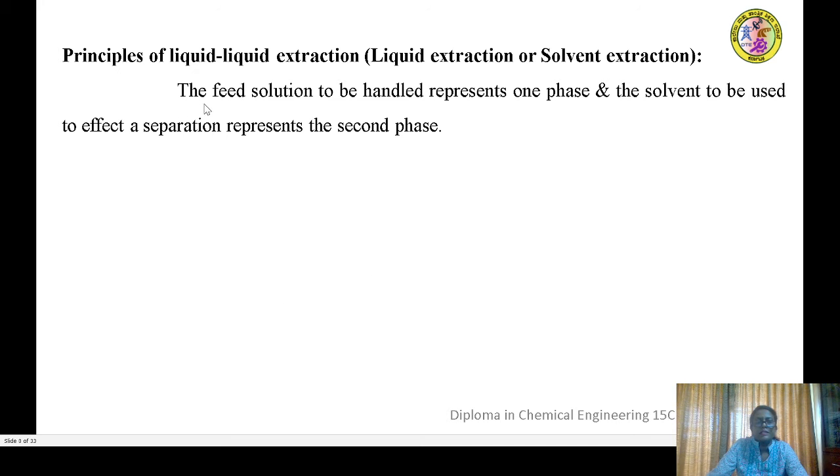In the operation, whichever feed solution or original solution you consider, from which you need to separate the constituents, represents one of the phases. As I said initially, there are two phases in the operation. One phase is the feed solution. The second phase is the solvent phase. Whatever solvent you add to the feed solution to dissolve some of the components, or one of the components, represents the second phase.